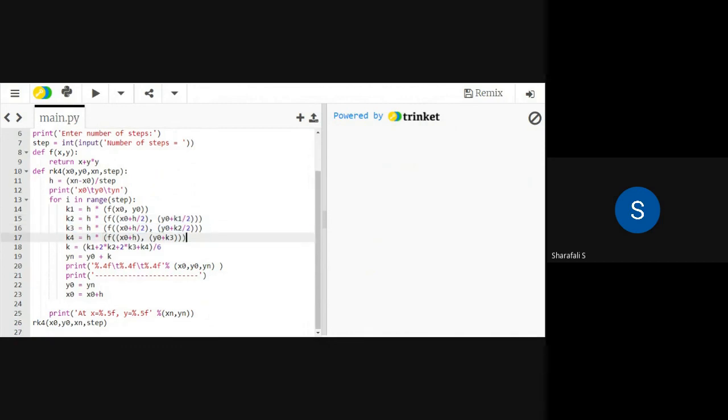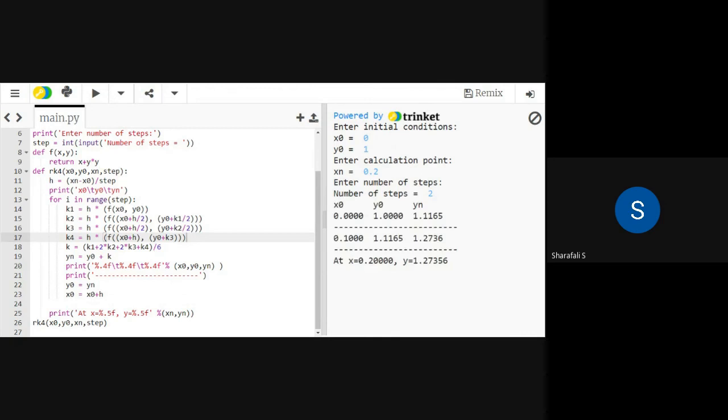So now if I run this program, you can see x0 I will put 0, same example, and y0 1, the calculation point 0.2, and the number of steps 2. Now you can see 1.273. That is a very small change in the output: at x equal to 0.2, the y value is 1.273. I think previously it was 1.270. So there is a very small change, and this fourth order method will be much more accurate to the original result.